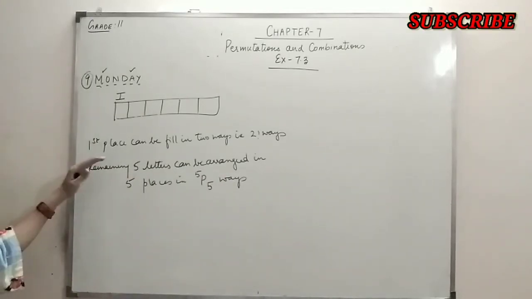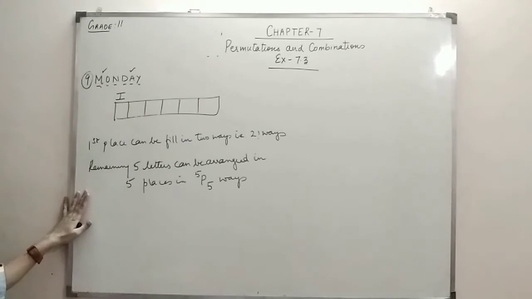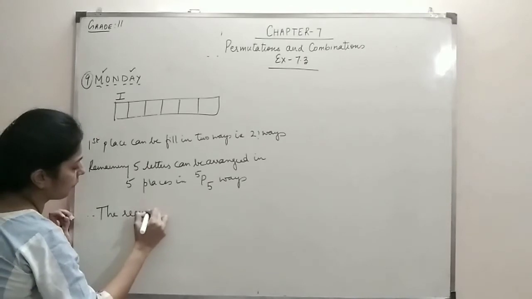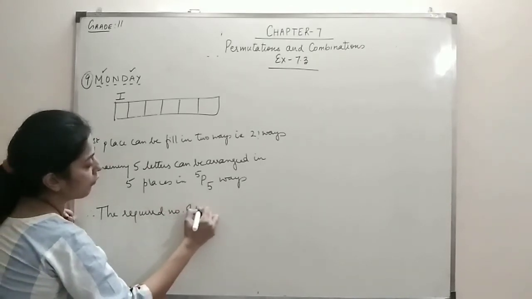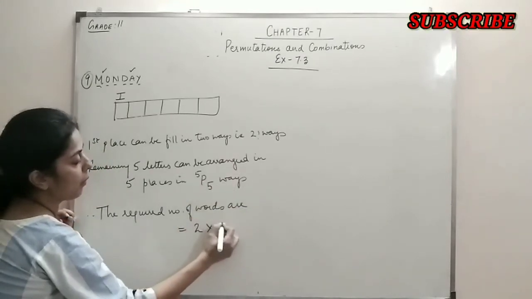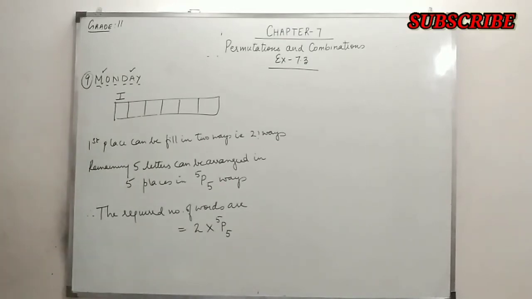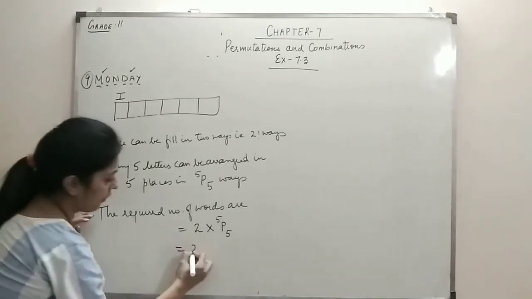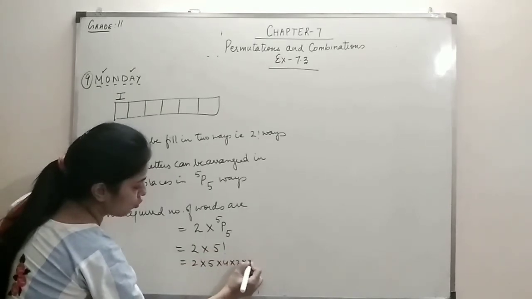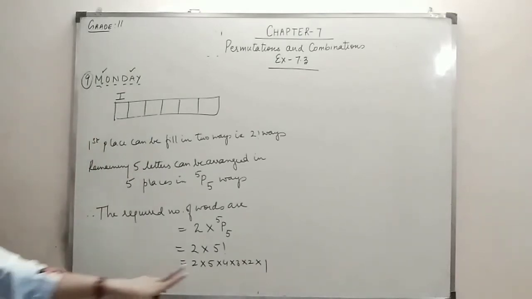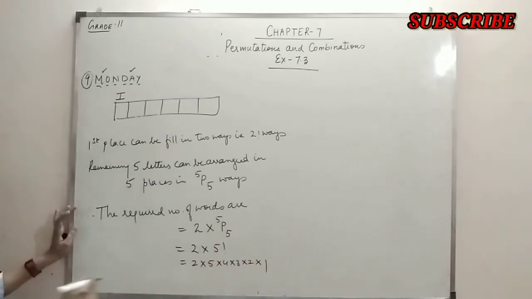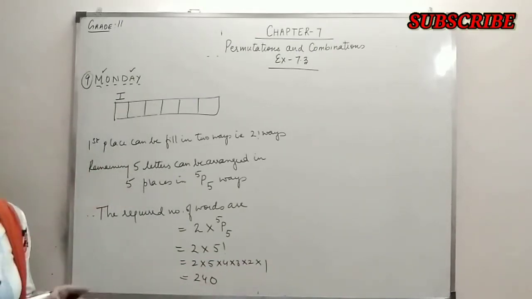It means now, by the principle of multiplication, the required number of words are 2 into permutation 5. That is 2 into 5 factorial, right? That is 2 into 5 into 4 into 3 into 2 into 1. Right? That is 20 into 3 is 60, into 2 is 120, and we multiply it by 2 also, that is 240 ways.